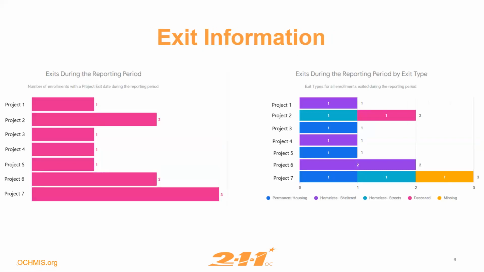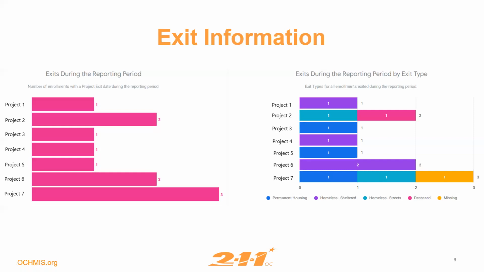Next section is exit information. These charts are fairly similar. The left is looking at the number of exits during your reporting period. And on the right, it's the same number of enrollments, but it's broken down by where they're exiting to.